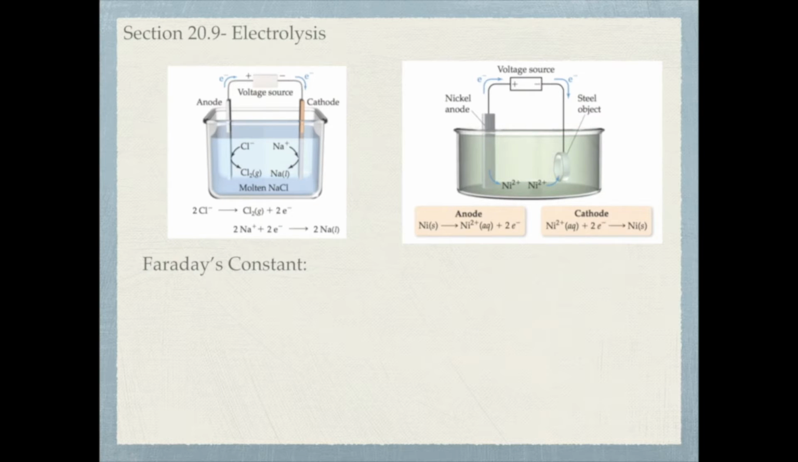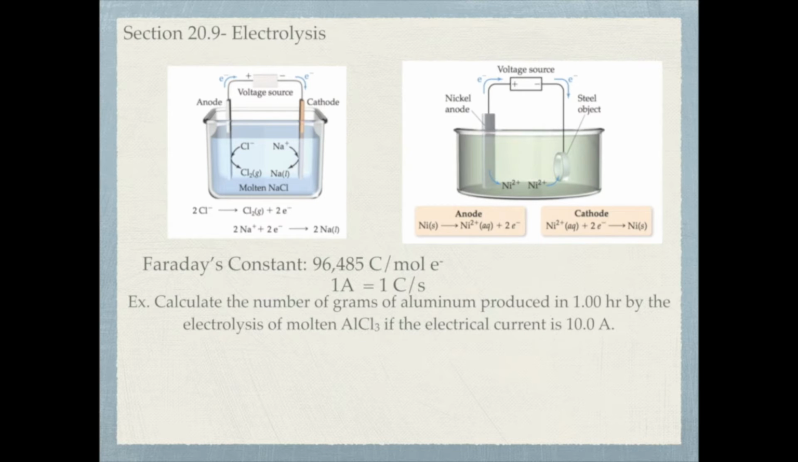The first concept that's new is Faraday's constant. What Faraday's constant is, it simply tells you that there are 96,485 coulombs of charge per mole of electrons. And so we're going to be using that in just 1 second. The other piece of information you need to know is about amps. Now an amp is a measure of current, and that simply is 1 coulomb, which is a unit of charge, per second. So we can use those two pieces of information to answer this question right here.